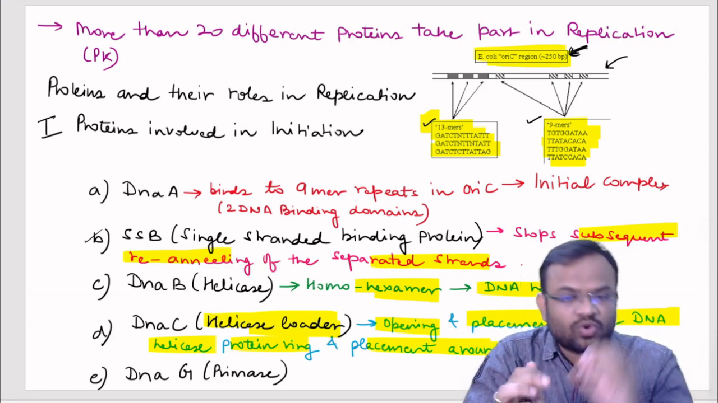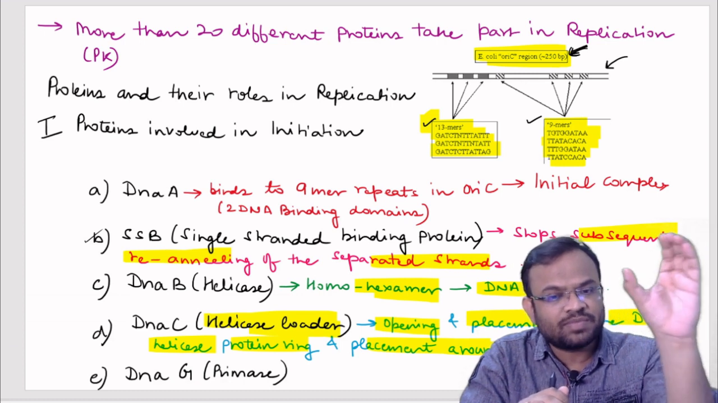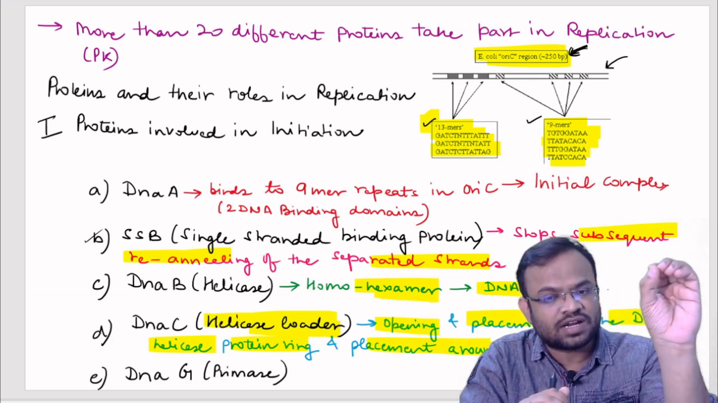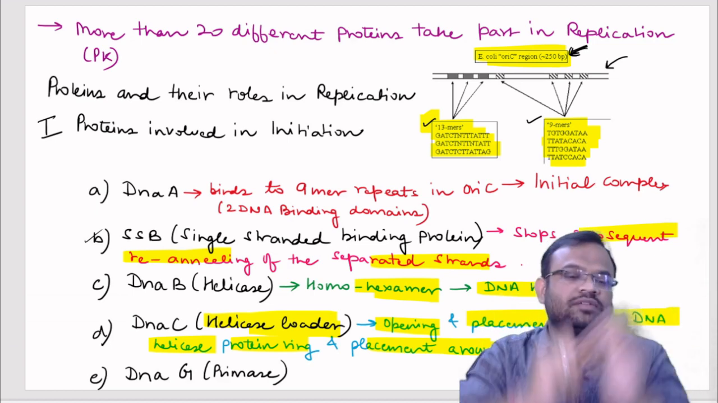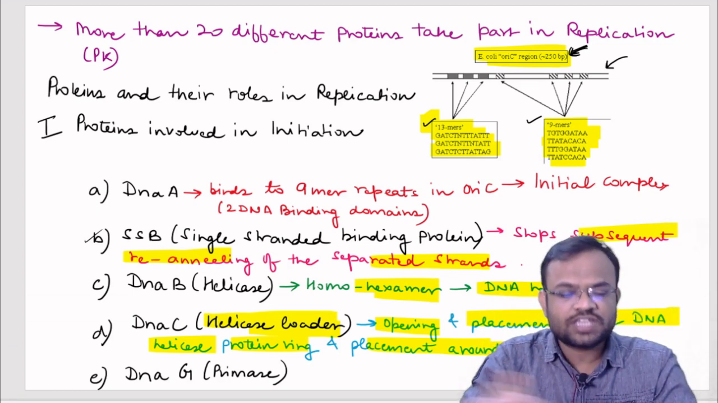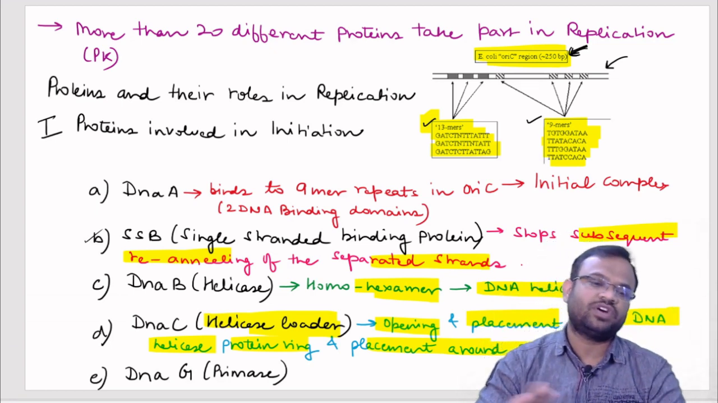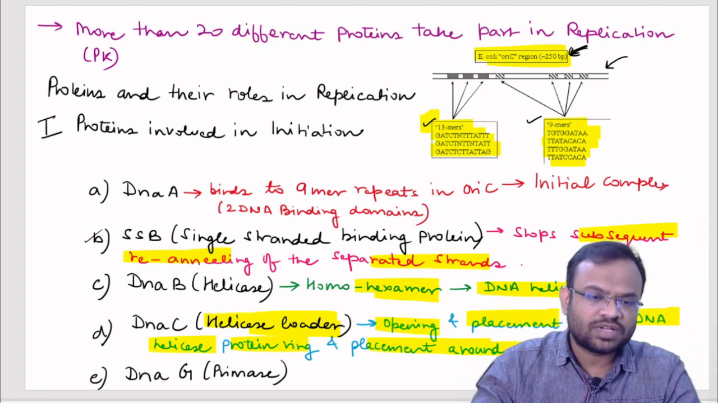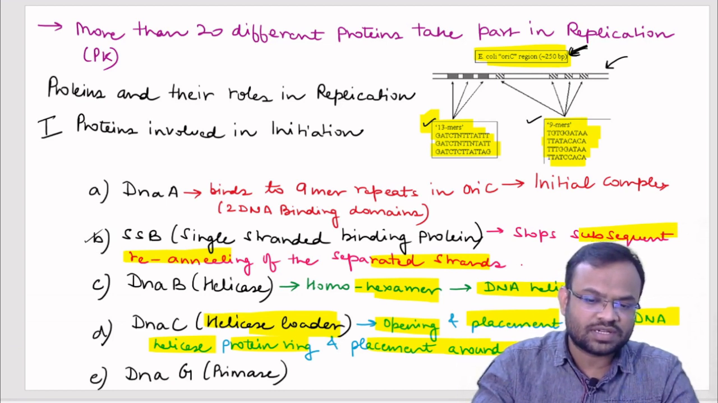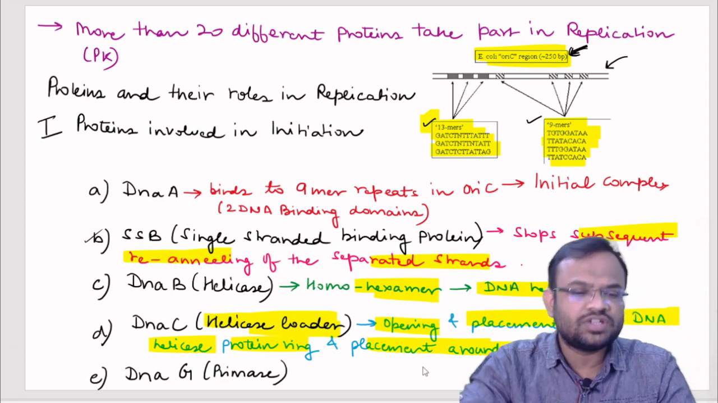It is involved in the opening and placement of this DNA helicase around the DNA strand. Okay, so placement around the DNA strand, this is the function. Now let us talk about DnaG. The next protein is DnaG. Now what does DnaG do?